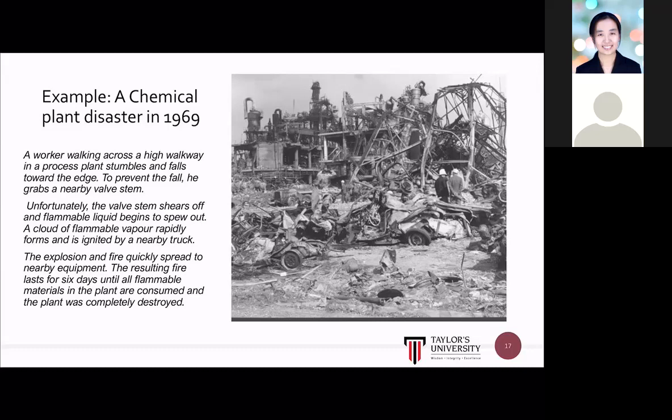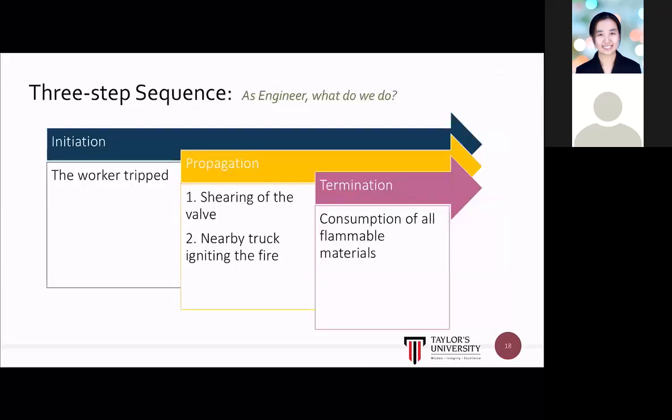The explosion and fire quickly spread to the nearby equipment. And this fire lasted for 6 days until everything was burned off. All the flammable materials in the plant were consumed, and with that, the plant was gone. Okay, so let's look at these 3 steps. Initiation: what started it? The worker tripping. And propagation: what prolonged it is the tearing of the pipe.